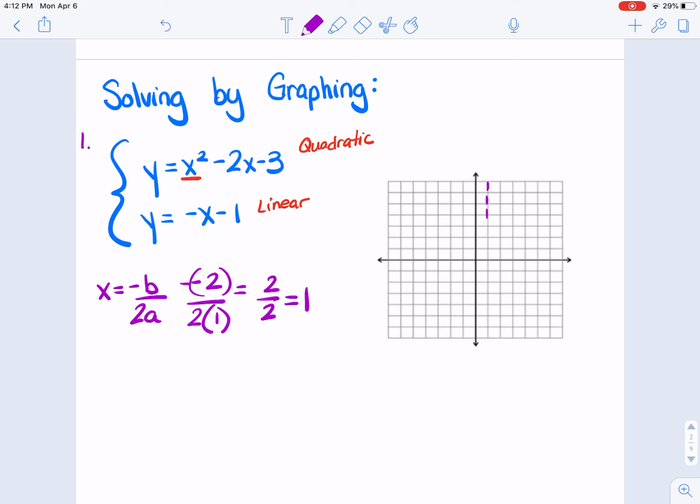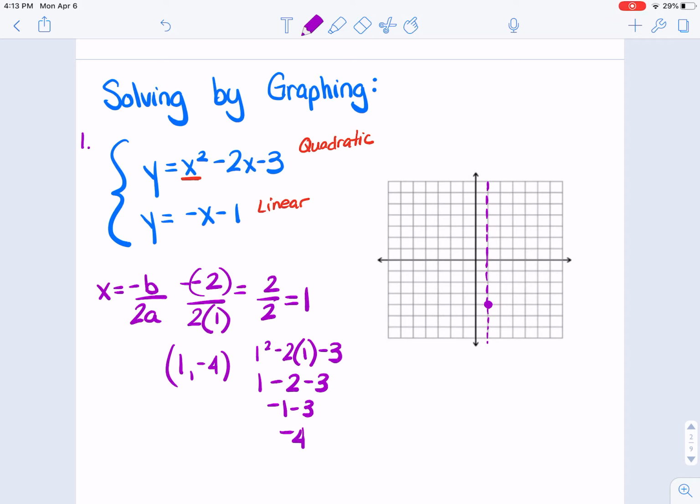So even though you don't have to draw the axis of symmetry, it does help in order for you to mirror points onto the left or the right-hand side of that axis of symmetry. So now once I have that x value of 1, to get the y value of my vertex, I'm going to plug in the 1. 1 minus 2 minus 3. -1 minus 3 is -4. Okay, so my vertex is at (1, -4). So it's going to go right here.